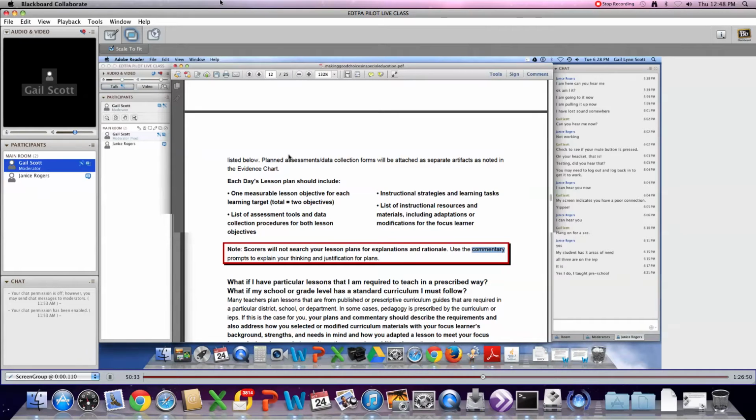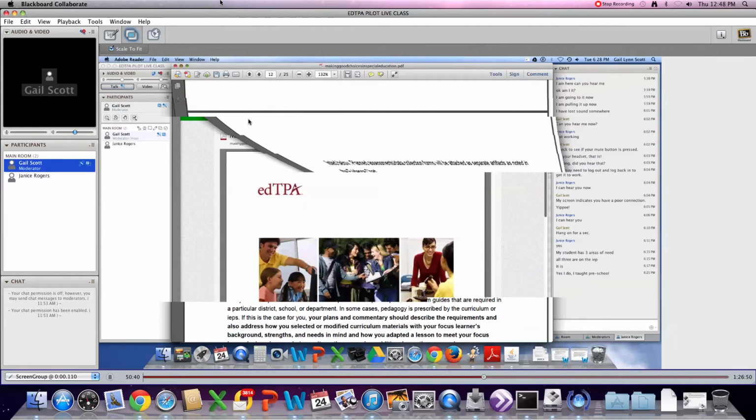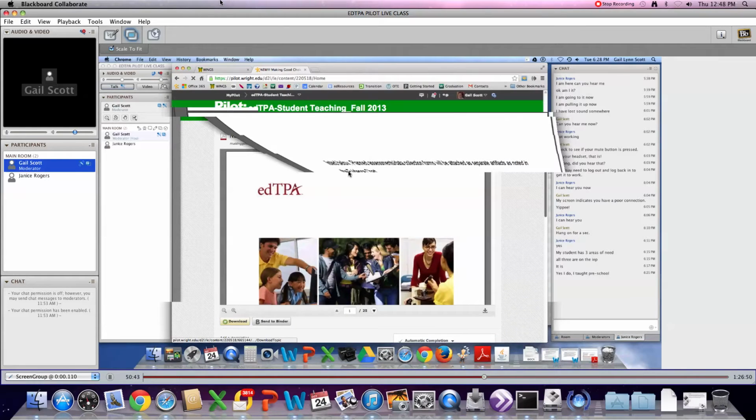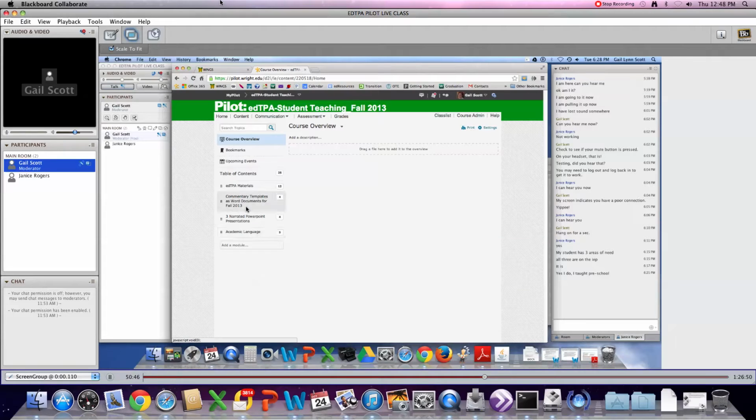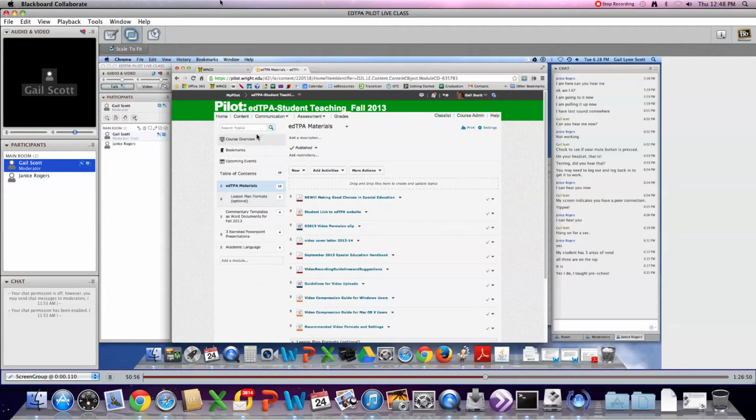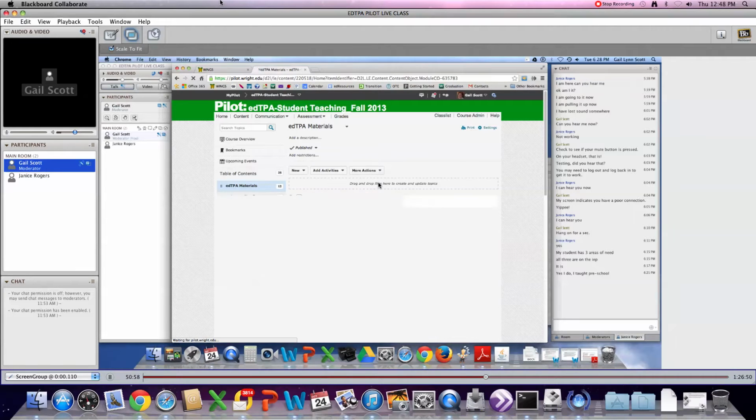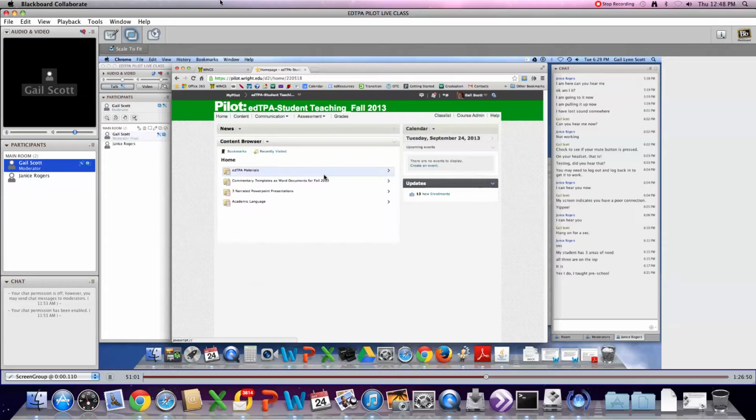Now, let me show you that on Pilot, under Content, I have put, where is it? Oh, it must be under EDTPA Materials. Let me make it look like you see it. Oops, that's not what I wanted.